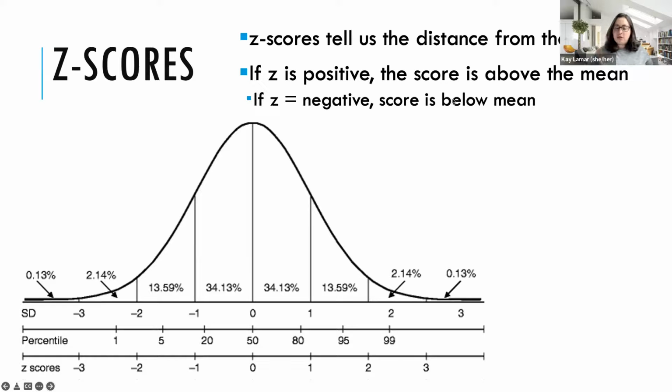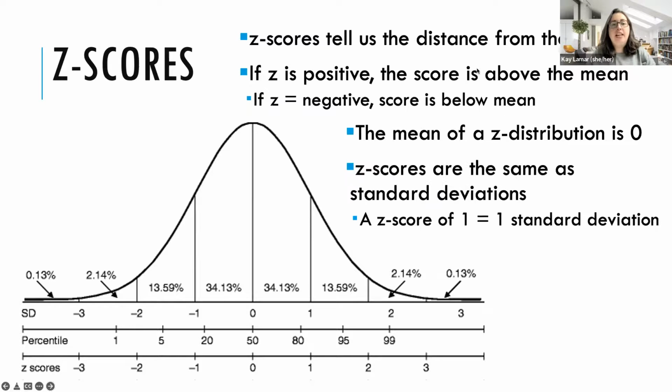So when you get a z-score, the first thing you should look at is the sign. If z is positive, you know that score is above the mean. And if z is negative, you know that score is below the mean. Next, the z-scores again are the same as standard deviation. So a z-score of 1 is the same thing as a standard deviation of 1.